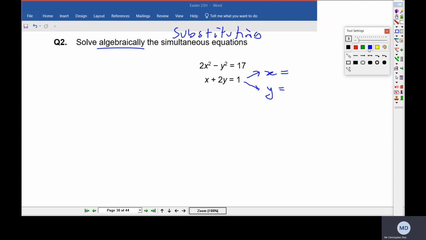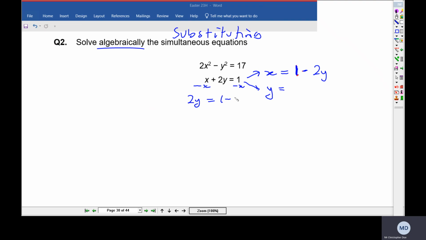Let's do x equals first. If you want to do x equals, all you have to do is take away 2y from both sides. So x equals 1 take away 2y. To get y equals is a bit more difficult. To get y equals, you take away x from both sides first to give you 2y equals 1 minus x, then divide by 2 to give you y equals (1 minus x) over 2.